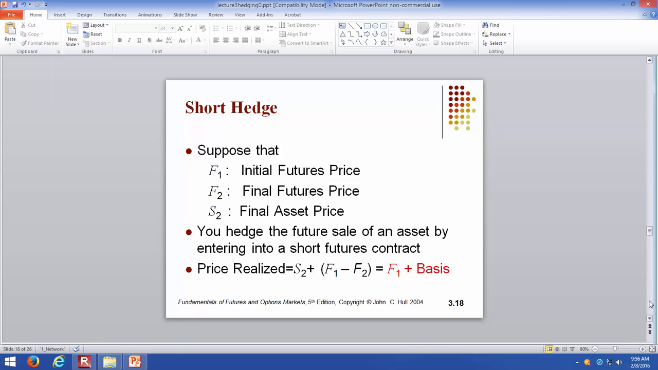Okay. Now, what about the short hedge? For a short hedge, with the same numbers, let's say you are a coffee producer, you sell your coffee in the market at time t equals 2, you get the final asset price. At the same time, you close out your futures position. So the price realized is the spot price, that is the price at time t equals 2, plus the profit or loss in the futures market. And what we are assuming here is that initially they sold at F1, now they're going to buy it back at F2. So the price realized is F1 plus basis.